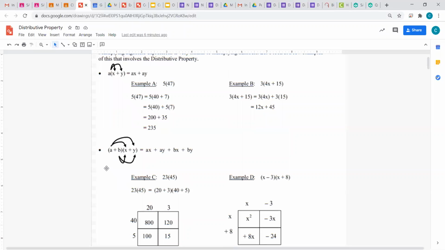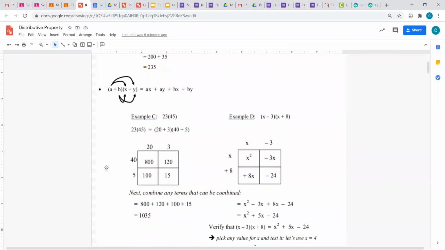Then if we look down here, to multiply two binomials, there's several ways of doing it. Some people use the box, which is a very good method. But first you have to think, again, everything in the first parentheses is multiplied by everything in the second. So I usually draw these lines to show it. The A is multiplied by both things in the parentheses, and B is multiplied by both things in the parentheses.